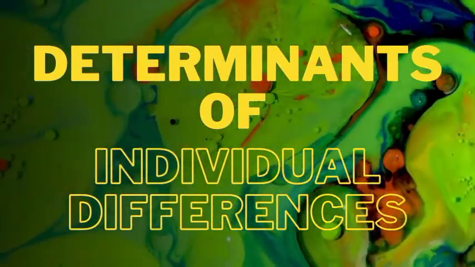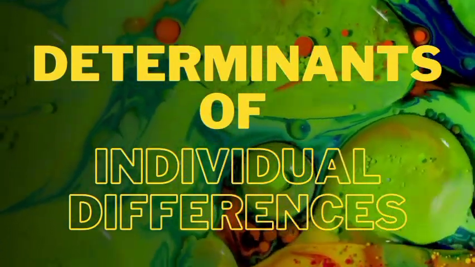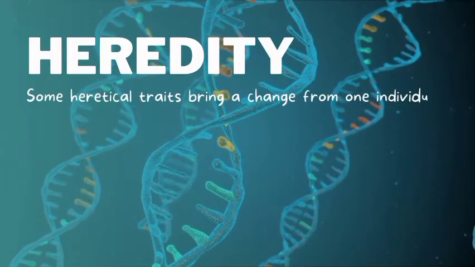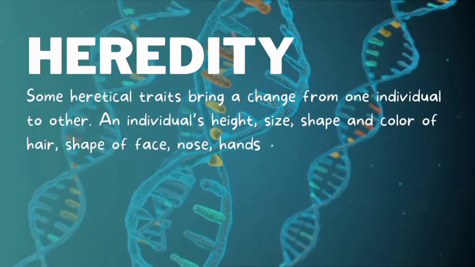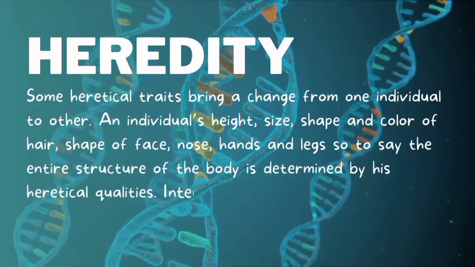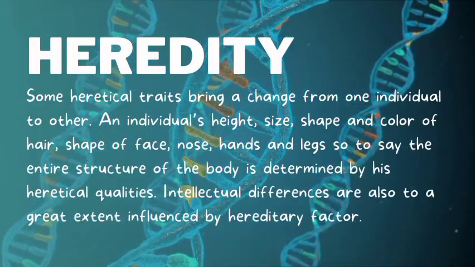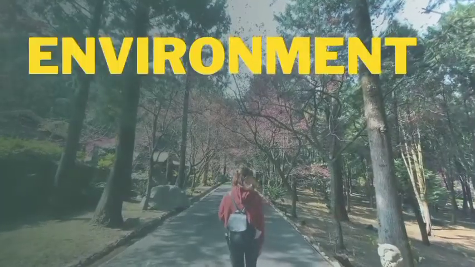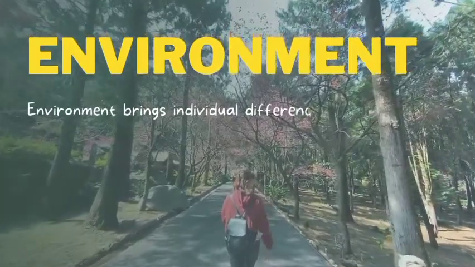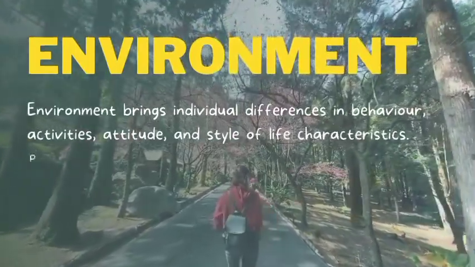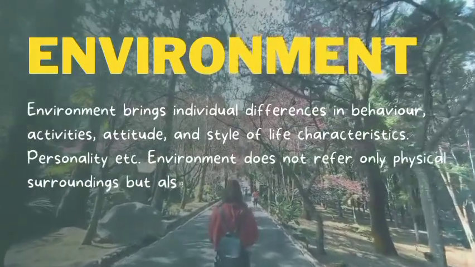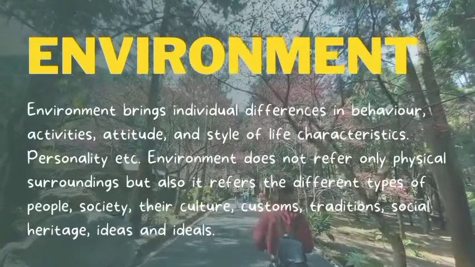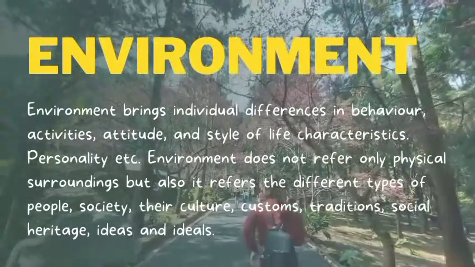Moving forward, we have the determinants of individual differences. Every human being is born as a result of conception, which takes place due to certain biological factors and processes. The child carries with himself several physiological and psychological peculiarities that are present in the parents. Next is environment. Environment is nothing but the sum total of the surroundings in which an individual has to live. Psychologically, an individual's environment is related to all those stimuli which he faces from the moment of fertilization till death.